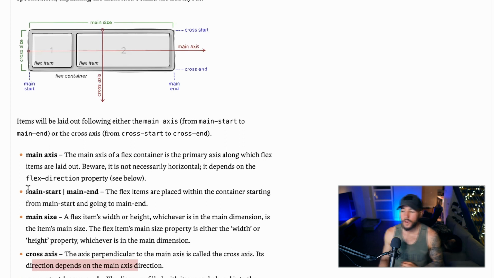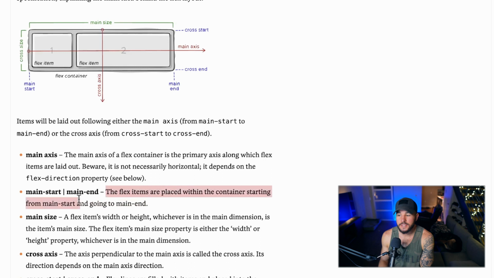Okay. And then we have the main start and main end. So the flex items are placed within the container starting from the main start and going to the main end. So this is just like the start and end of your flexbox. So you can see it labeled here. This is your main start and this is your main end. And similarly, it is the start and end of your main axis. If these were stacked vertically, your main start and main end would also be stacked vertically, top and bottom of your container. But since they're stacked horizontally here, your main start and main end go right along the main axis to the start and end of your main axis.